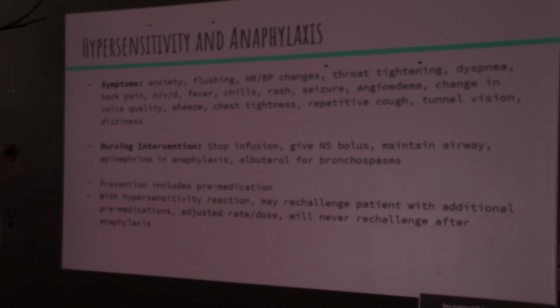Symptoms, I think we kind of know these: anxiety, flushing, throat tightening, dyspnea, angioedema, rash, chest tightness, cough, wheezing, all the things that scare us. So interventions, if you're giving chemo at the time, you want to stop it right away and hang saline, maintain the airway, and you'll be giving epi and albuterol for bronchospasms. This would be an RRT situation. So really, our main concern would be maintaining that airway until the team could come and we'd initiate meds.